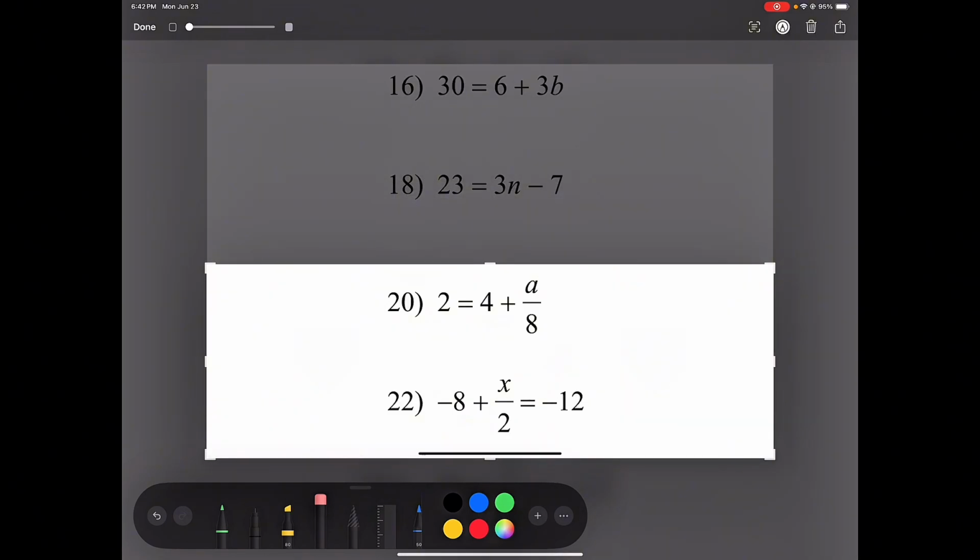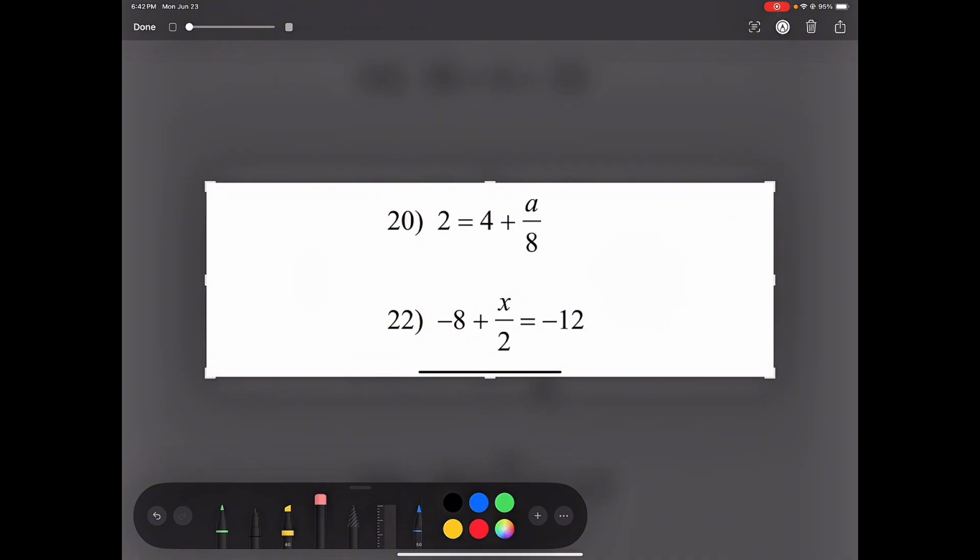Okay, next problem. 2 equals 4 plus a over 8. So, let's see here. You got a little stick boy right here, as always.